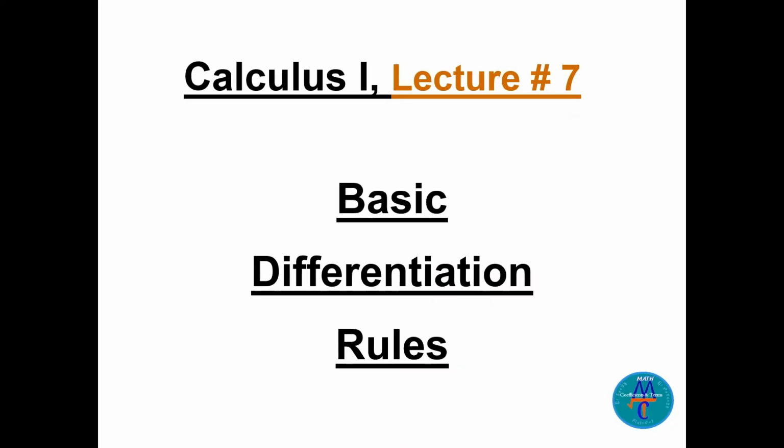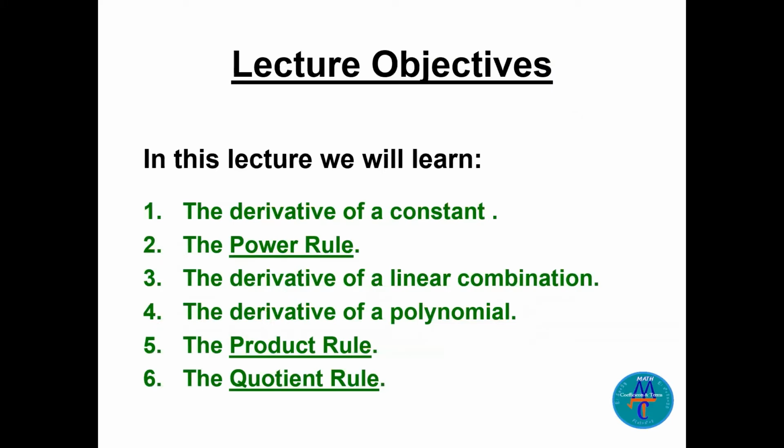This is lecture number 7 of the Calculus 1 course, Basic Differentiation Rules. In the objectives, we see the derivative of a constant, how to find it, the power rule, which is very important, the derivative of a linear combination, and the derivative of a polynomial. The product rule and the quotient rule are two important rules in differentiation.